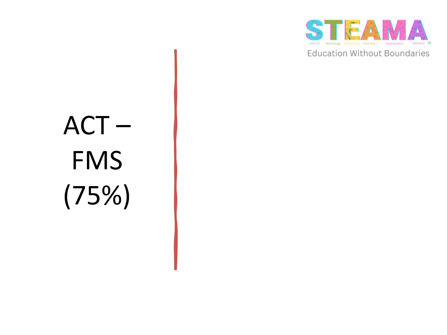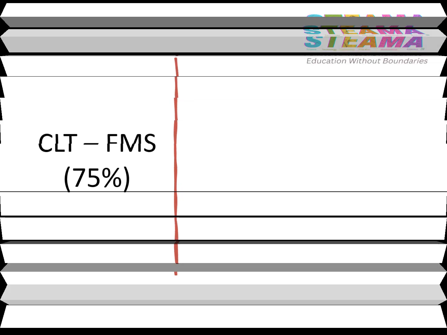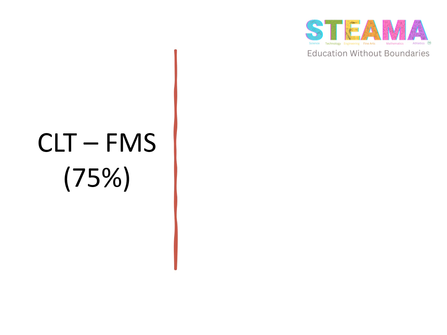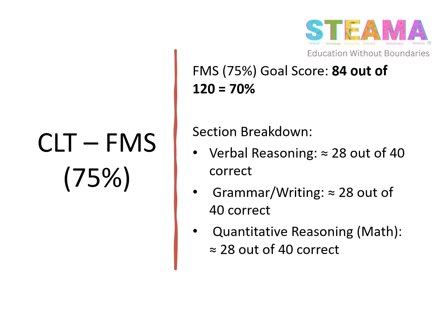For the ACT, to get the 75%, you need to get an 84 out of 120 to qualify for the Bright Futures, which means in each section you would need to get 28 out of 40, which allows you to miss 12 questions total on each section of the CLT.